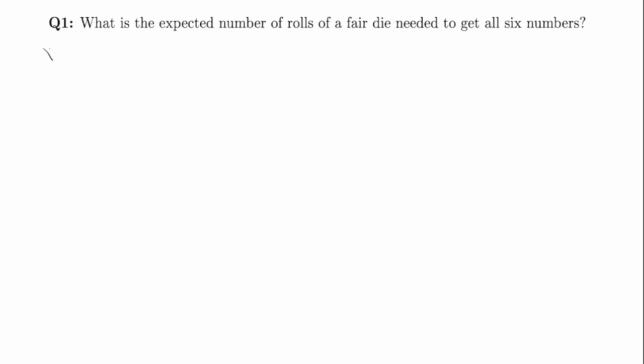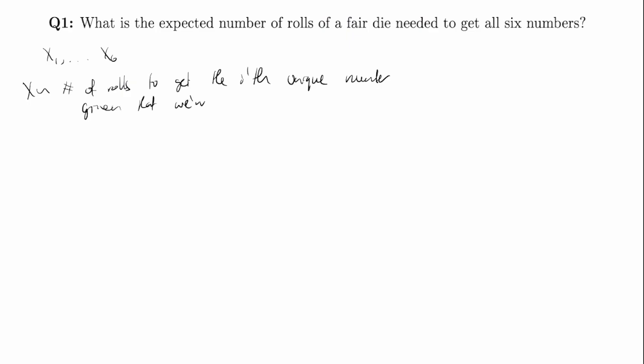So we'll start off by defining 6 random variables x1 through x6, where xi just stands for the number of rolls to get the ith unique number, given that we've rolled i minus 1 unique numbers. So all the xi's define the number of rolls to get the ith unique number, given that we've rolled i minus 1 unique numbers, meaning that x4 is the number of rolls that starts counting right after we've rolled 3 unique numbers.